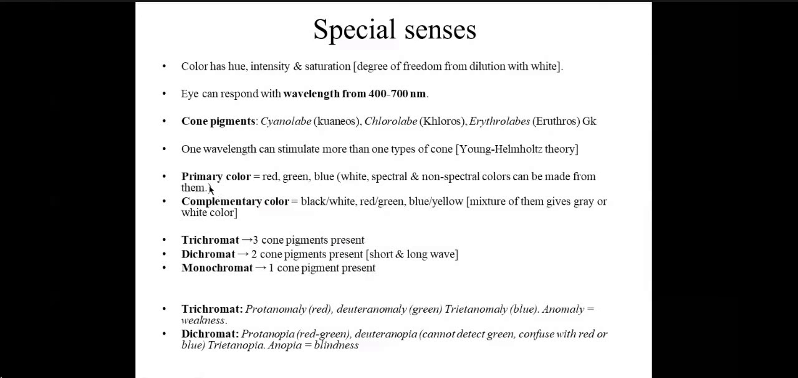Now let us come to what is primary color and what is complementary color. Primary colors are red, green and blue, because white or whitish color, spectral colors, and non-spectral colors can all be made by mixing these three colors. Complementary means a mixture of these two colors gives a grey or whitish color. Black and white are complementary. Red and green are complementary. Blue and yellow are complementary.